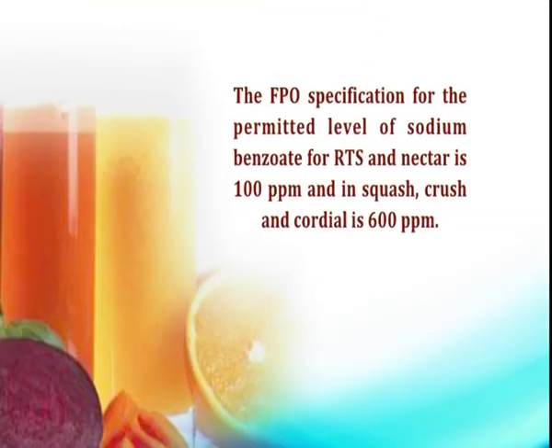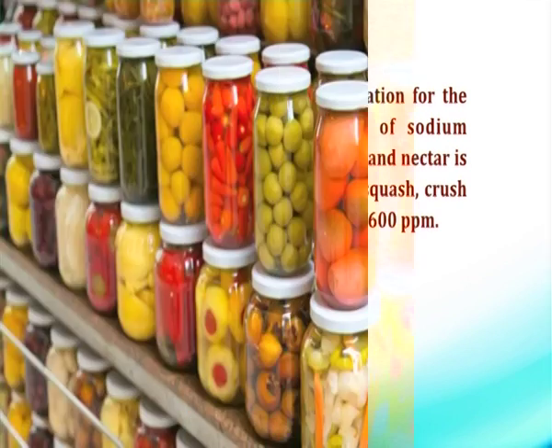The quantity of benzoic acid required depends upon the quantity of acid contained in the product. The FPO specification for the permitted level of sodium benzoate for RTS and nectar is 100 ppm, and in squash, crush and cordial is 600 ppm. A disagreeable burning taste develops when sodium benzoate is in excess of 0.1%.